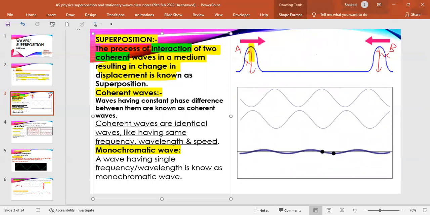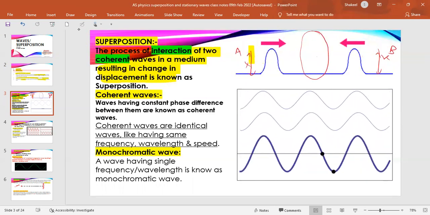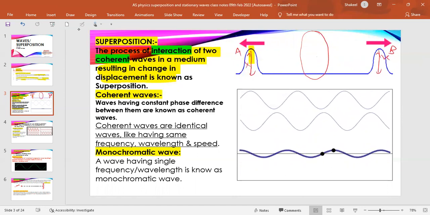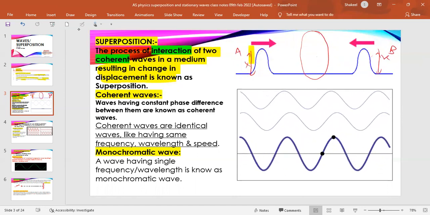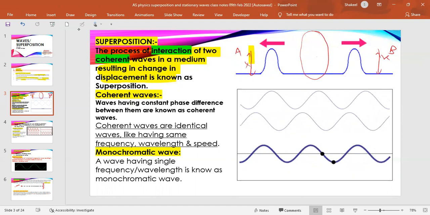Okay, now see. What's happening is at this point, you have to look at this point. Both waves are interfering, and as a result, their amplitude changes. So this process is known as superposition.